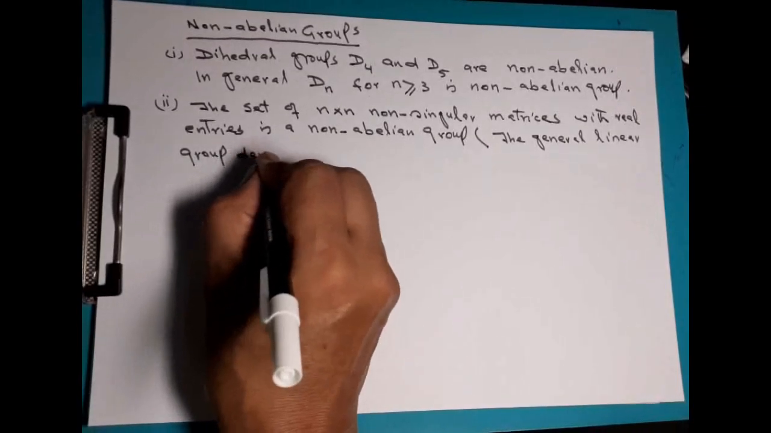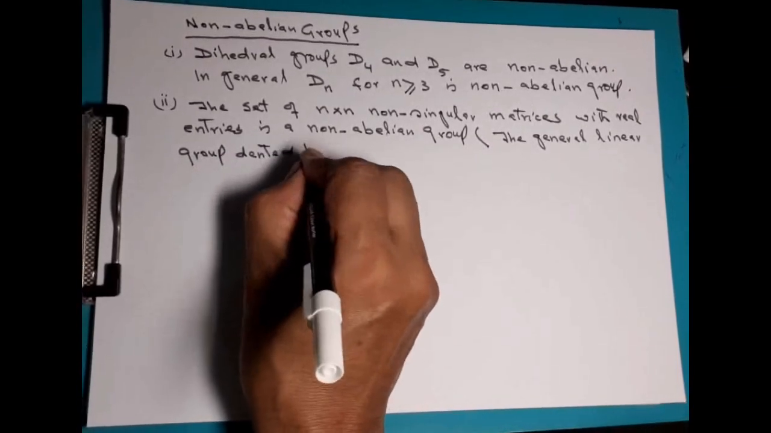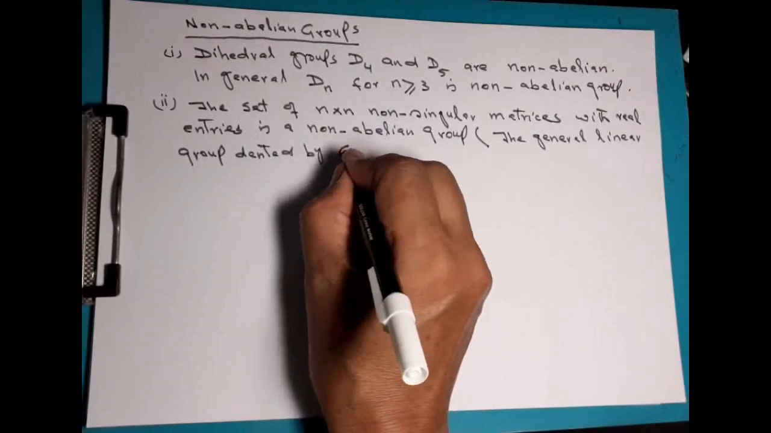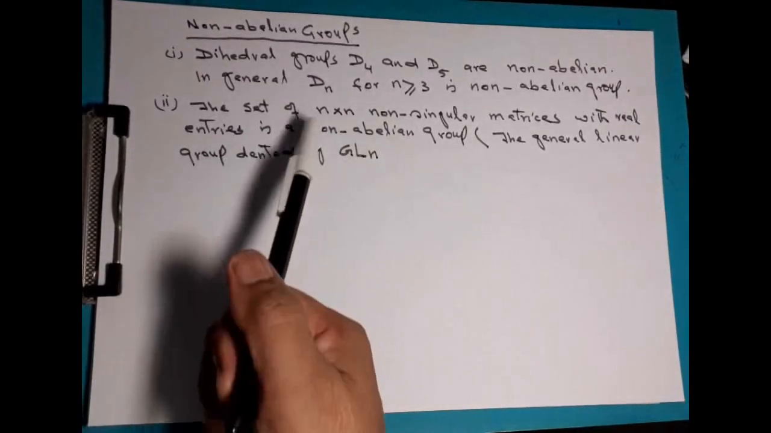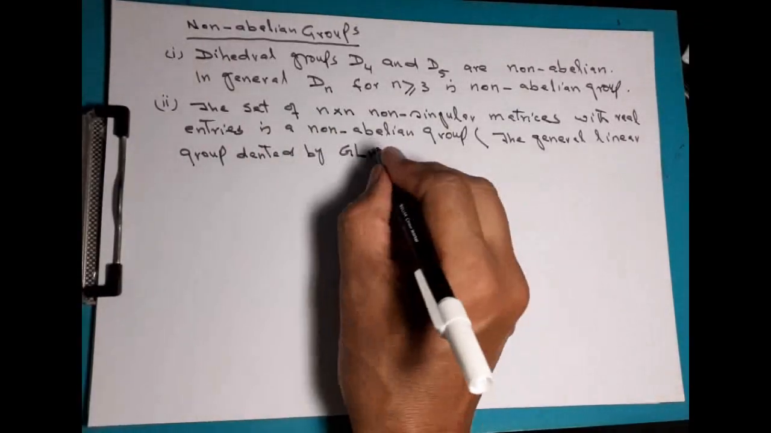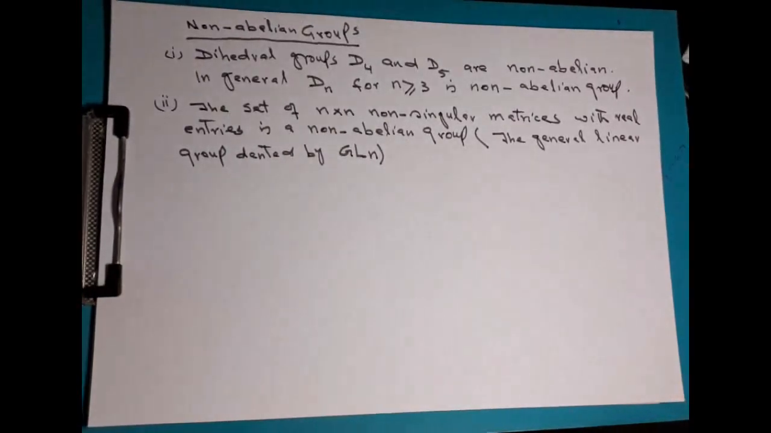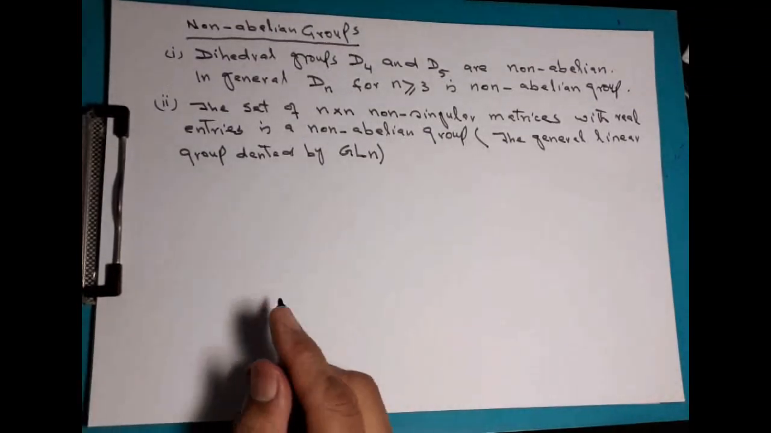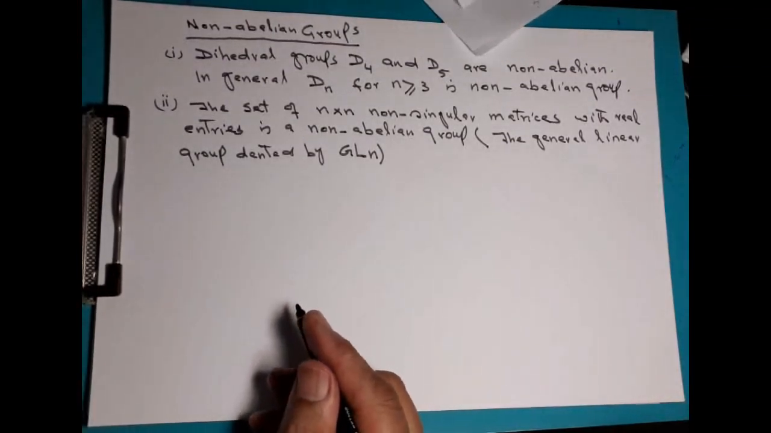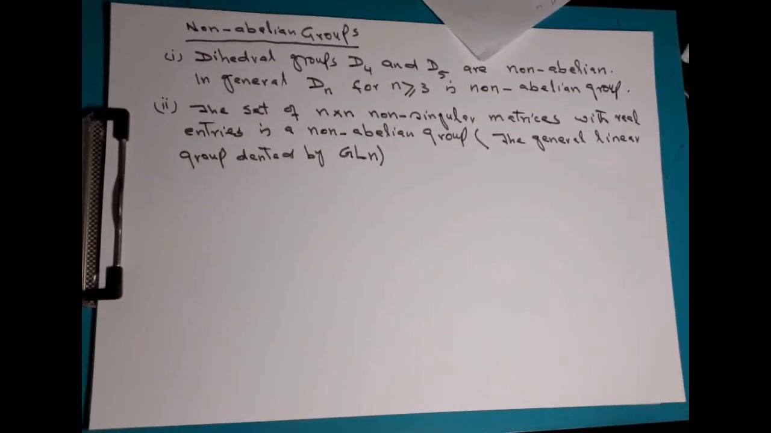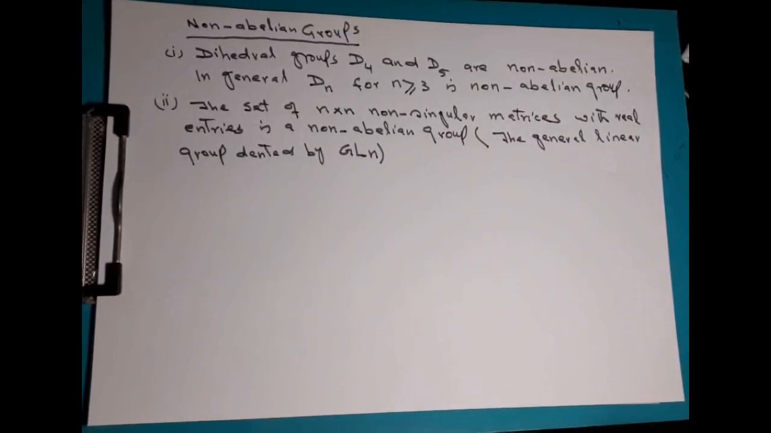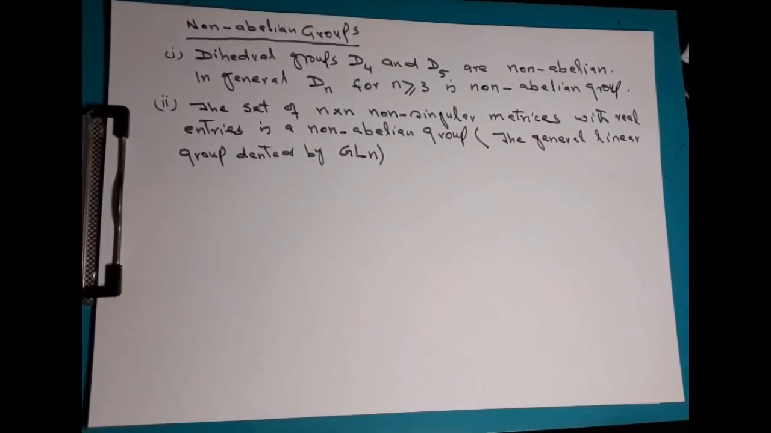We denote it by a very special symbol. It is not denoted by just general linear group, because the order of the matrices is n by n, so we write n at the end. Anyway, this is a non-abelian group as well. So the general linear group is a non-abelian group. Having discussed these two examples of non-abelian groups, there are other examples as well.